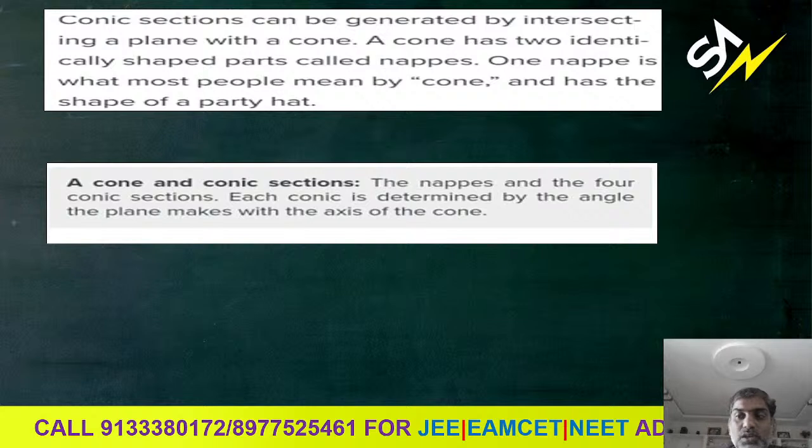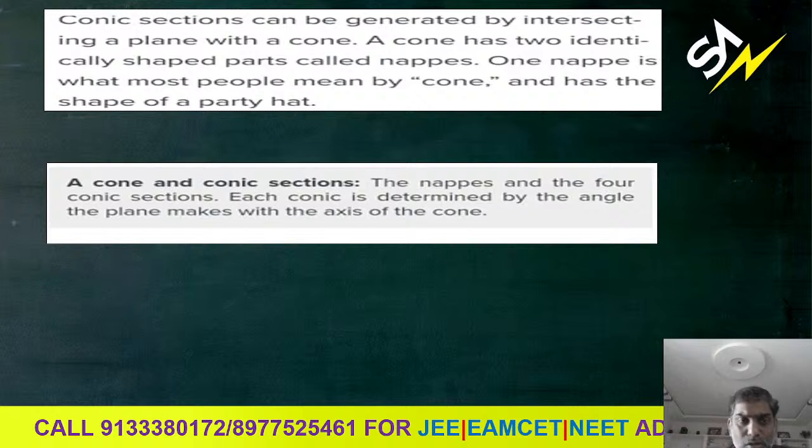Next, what is on the screen is the definition of a conic. We have already discussed the general idea of conic sections in the last class, but let us give a quick review, because the ellipse is also one of the conic sections. Conic sections can be generated by intersecting a plane with a cone. A cone has two identically shaped parts called nappes. One nappe is what most people mean by a cone and has the shape of a party hat.